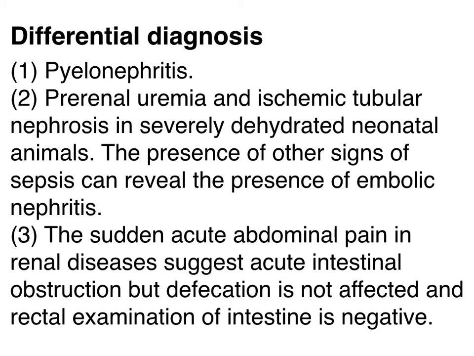Differential diagnosis: pyelonephritis, pre-renal uremia and ischemic tubular nephrosis in severely dehydrated neonatal animals. The presence of other signs of sepsis can reveal the presence of embolic nephritis. The sudden acute abdominal pain in renal disease suggests acute intestinal obstruction, but defecation is not affected and rectal examination of the intestine is negative.